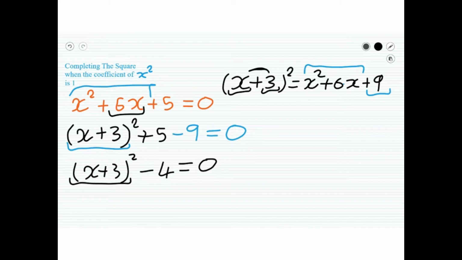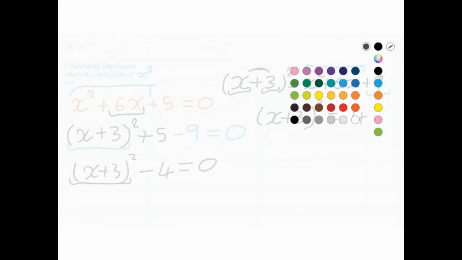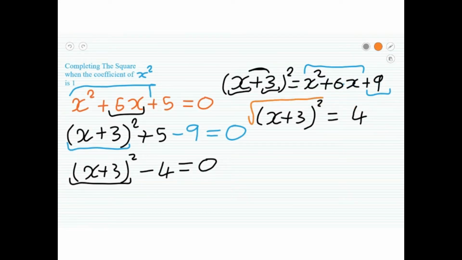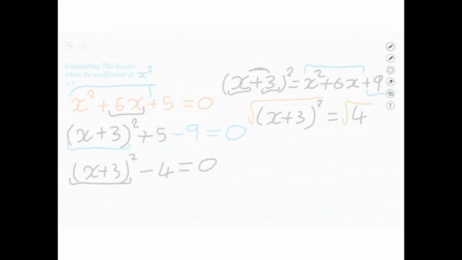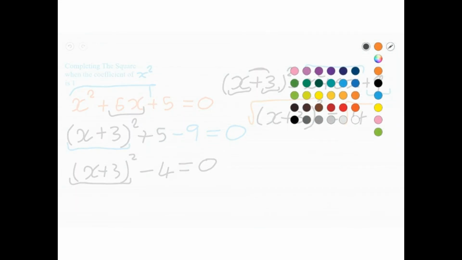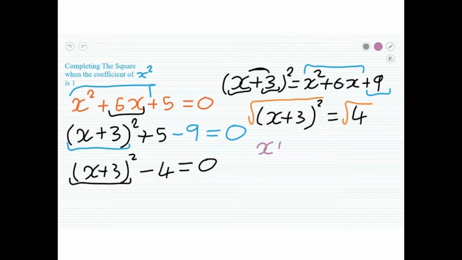And if we want to continue, we can simply solve this now by saying x plus 3 all squared is equal to 4. And I can go ahead and solve this by taking the square root of both sides. Once I take the square root of both sides, I'm going to realize that x plus 3 is equal to either positive or negative 2.